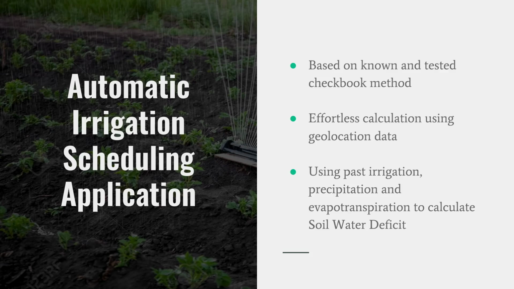The solution that we've come up with is a mobile application that is essentially an automatic irrigation scheduling application. The user inputs the data that they have, soil type, texture, and other things, and we calculate the optimal amount of water that they should be irrigating. This is based on the known and tested checkbook model, and essentially we're using a combination of past irrigation, precipitation, geolocation, and other data to calculate the soil water deficit.